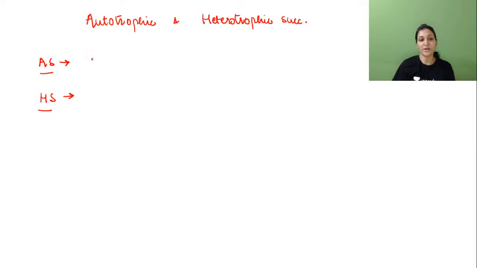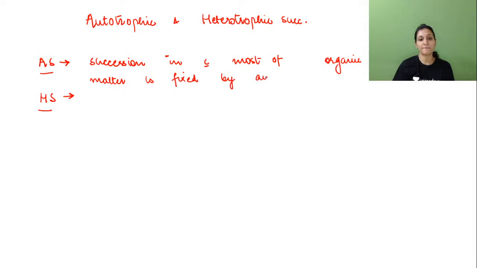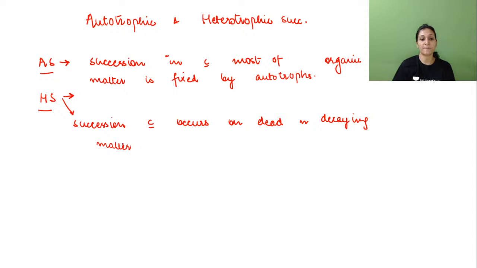So autotrophic succession, what are we going to say? That succession in which most of the organic matter is fixed by autotrophs. Now, heterotrophic succession, which occurs on dead and decaying matter. This is autotrophic succession and heterotrophic succession.